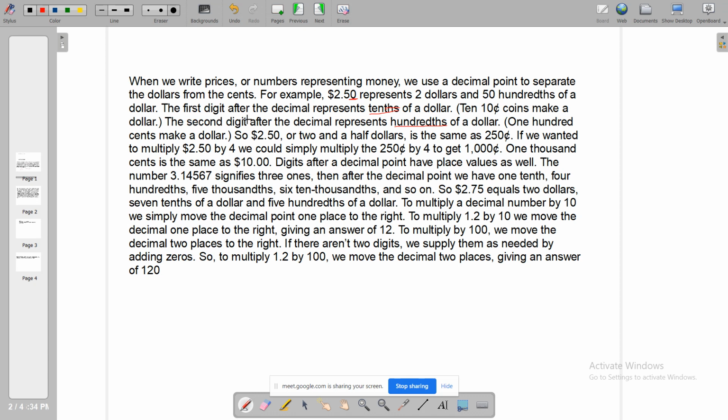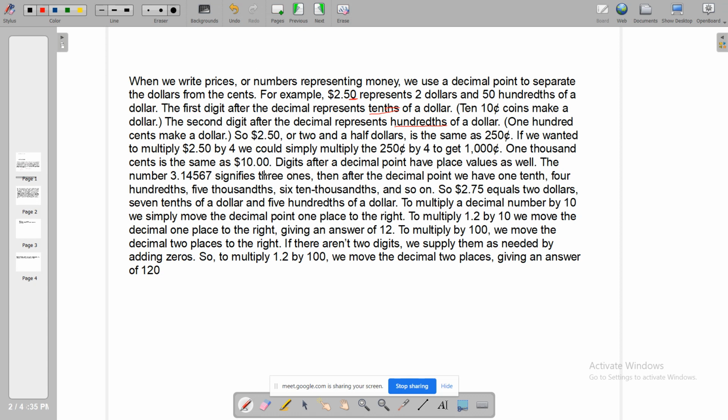Okay, we could simply multiply 250 by 4 to get 1,000 cents, and 1,000 cents is the same as what? 10 what? $10. Why? Because you know that 100 cents makes a dollar. So if I have 1,000 of it, when you do your simple mathematics, you realize that it's like that. You get $10.